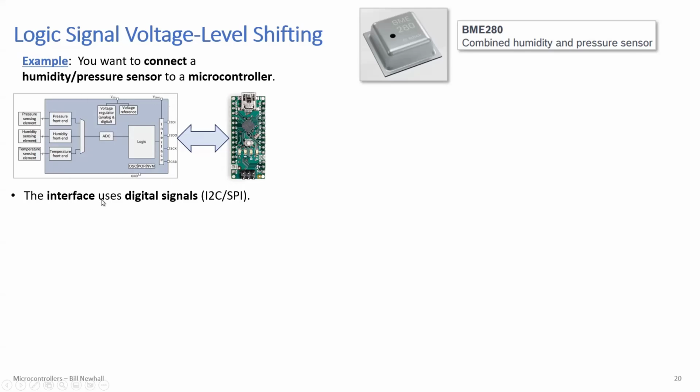And the interface between the microcontroller and the sensor uses digital signals. It might use I2C or SPI, serial peripheral interface. Okay, so there's a serial data connection between the sensor and the microcontroller. And let's say the humidity sensor uses 3.3 volt logic. So a 1 is nominally 3.3, a 0 is nominally 0 volts. And the microcontroller, though, uses 5 volt logic. Okay, so you have two different logic families you're trying to interface.